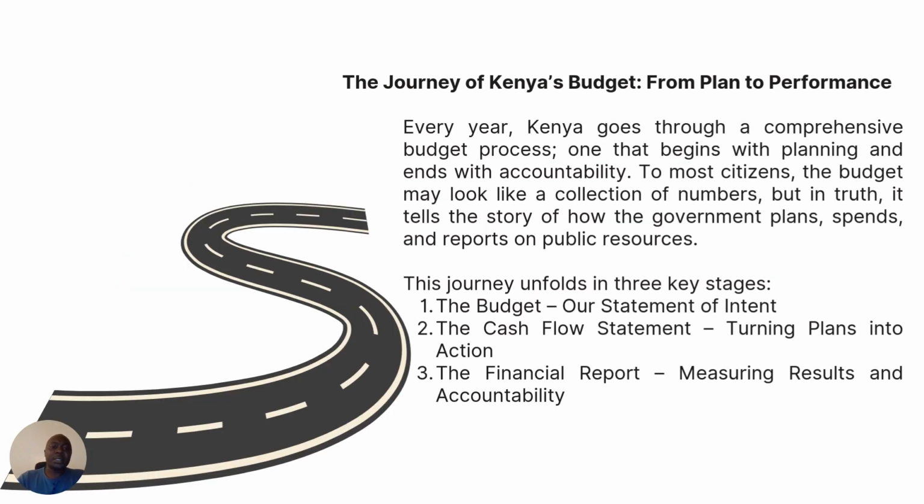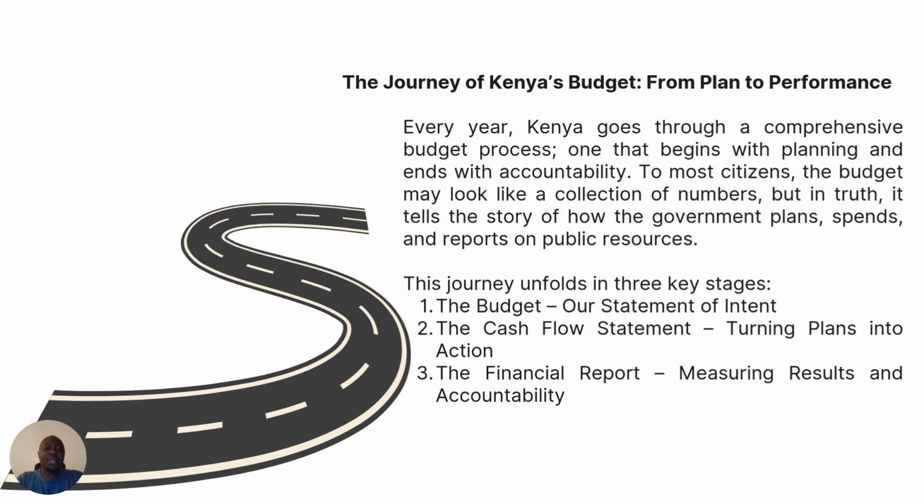Having gone through the dates, now let me show you the journey of Kenya's budget, from planning to performance. Every year, Kenya goes through a comprehensive budget process, one that begins with planning and ends with accountability. To most citizens, the budget may look like a collection of numbers, but in truth, it tells the story of how the government plans, spends, and reports on public resources. This journey usually unfolds in three key stages. We shall go through them one by one.